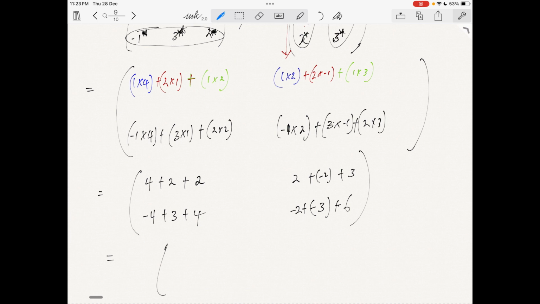Now we will simplify further, and we know 4 plus 2 plus 2 gives us 8. Okay, and 2 plus -2, that's 2 minus 2, that's 0, plus 3 will give us 3, and -4 plus 3 plus 4 will give us 3. -2 plus -3 plus 6, that's -2 minus 3, that's -5 plus 6, that will give us 1.